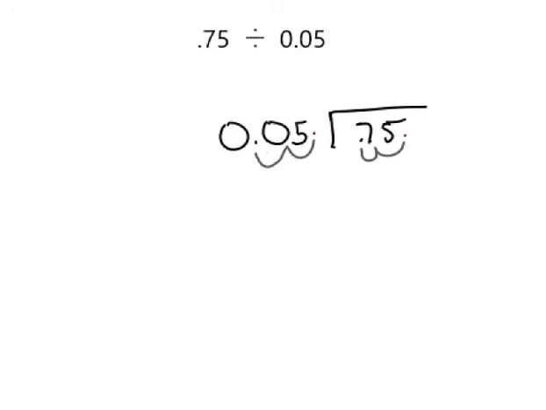What you do on the outside, you must do on the inside. And now that we've moved the decimal point, we can clean this problem up. After moving the decimal point in 0.05 to the right, 5 is now a whole number. This number is no longer a decimal. This is 005. It's simply 5 as a whole number.